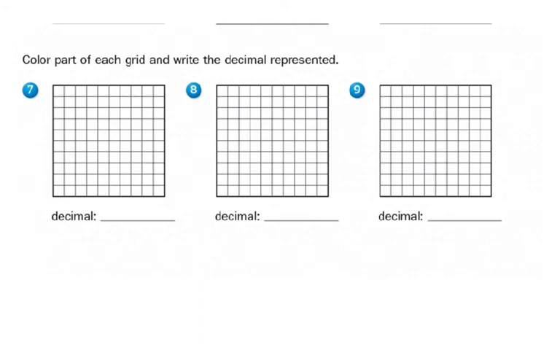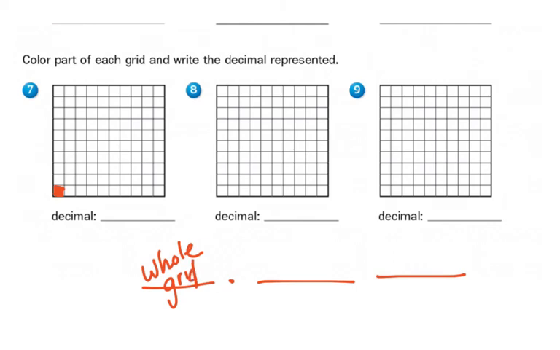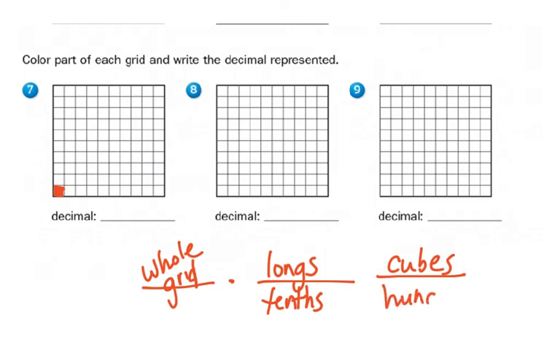So you get to decide. You're only going to, let's say, shade in 1. The decimal, again, remember, this refers to the whole grid, what we call the ones place. And this refers to longs, or what we call the tenths place. And this refers to cubes, what we call the hundredths place. So if I were going to just shade 1, my decimal would be 0 longs and 1 cube. Would you do that for those 3? For this lesson 3-9.